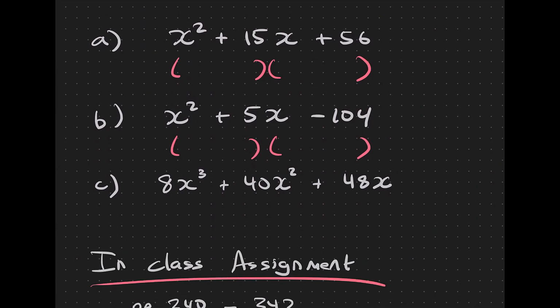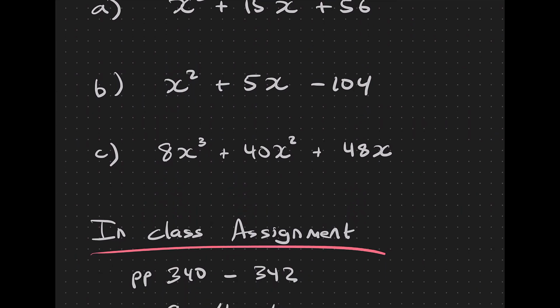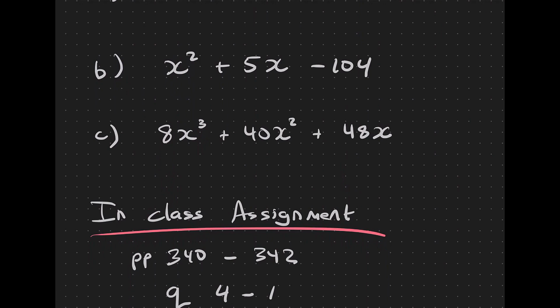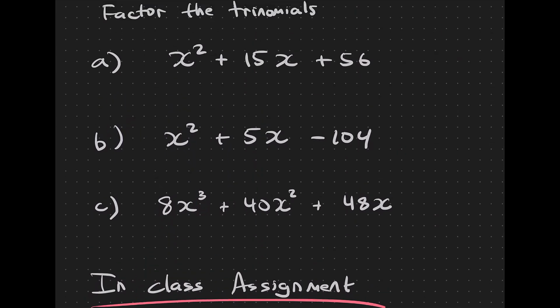And in this case, you can see that we've got this value in front of the x squared, which happens to be an x cubed. So we're going to have some value out front of our two binomials that we have right there. Okay, so the second one is x squared plus 5x minus 104, and the last one is 8x cubed plus 40x squared plus 48x, and factor those three.